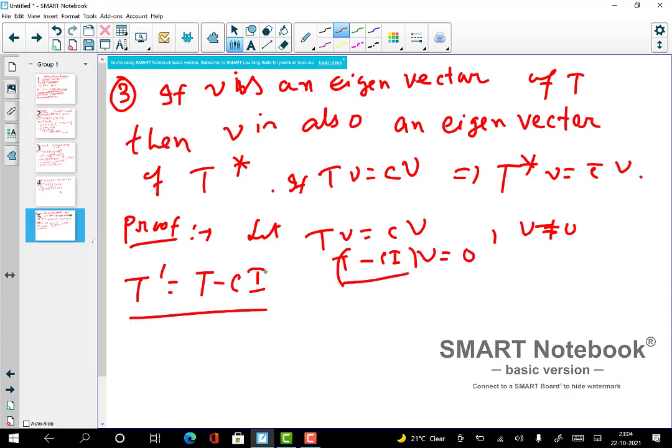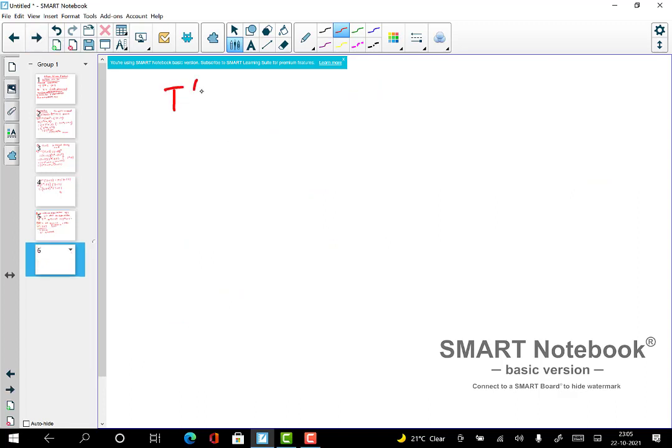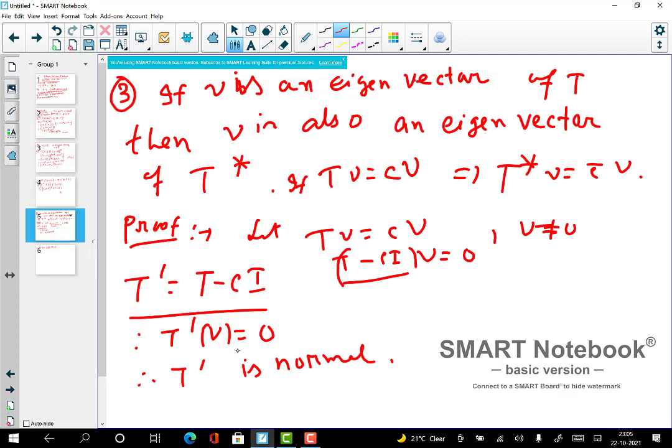Now what is the advantage of T dash? Now you see that T dash of this V equal to 0, first of all, and also T dash is normal. The property number 2 we proved, right? Normal. Okay, so these two properties you can say immediately. And now we will use the fact that property 1 tells you that the norm of T dash of V is equal to the norm of T dash star of V. Okay, because they have the same norm, but T dash of V is nothing but 0, right? Because T dash V is 0, so the norm of a 0 element is always 0.